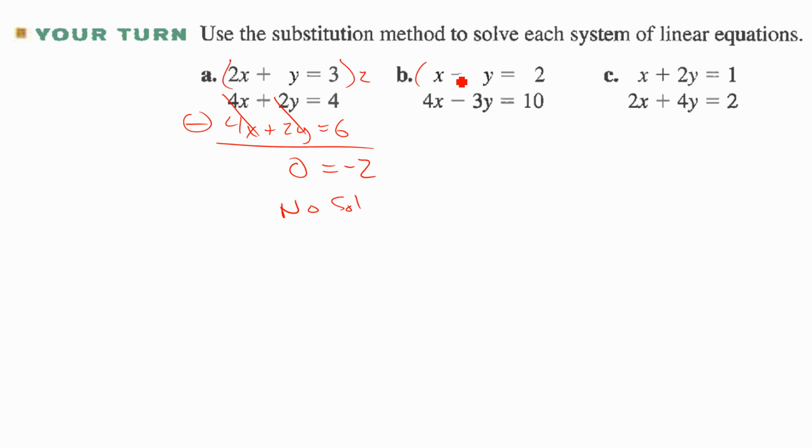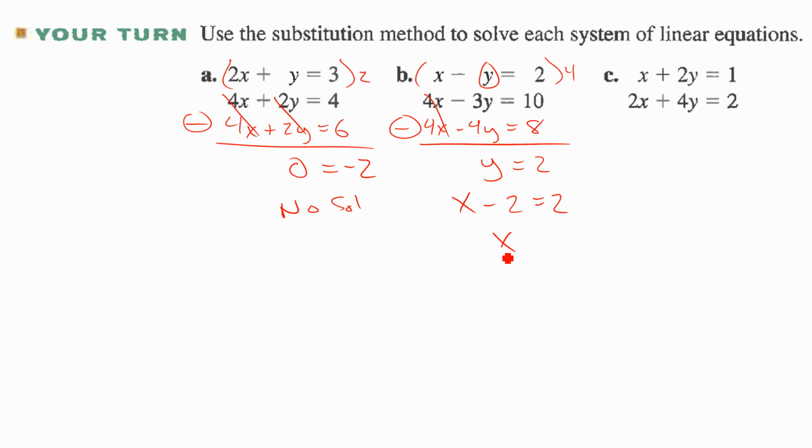On the second one, I would multiply the top by 4. We're going to have 4x minus 4y equals 8. So if we subtract straight down, we get positive y equals 2. Let's plug this back in. x minus 2 instead of y equals 2. x equals 4. (4, 2).